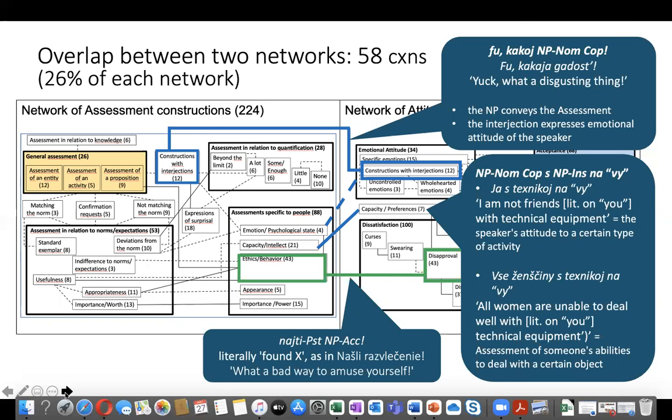If the referent is the speaker, as in я с техникой на вы, I'm not friends with technical equipment, the construction conveys the attitude to a certain type of activity. And if the referent is another participant, as in все женщины с техникой на вы, all women are unable to deal with technical equipment, the construction rather encodes assessment of their abilities to deal with a certain object. And finally, here the dashed line indicates conceptual closeness of constructions referring to emotions.